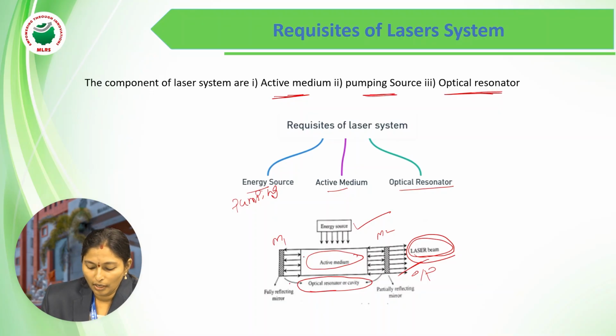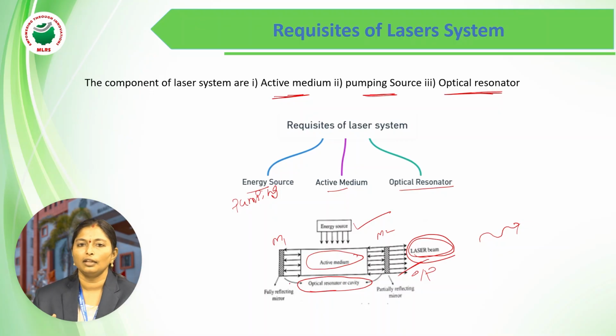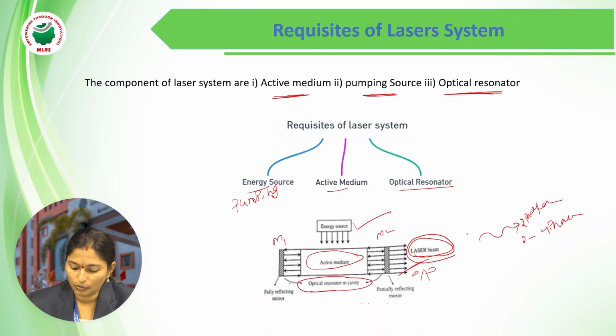So what is going to happen here? The atoms are moving to and fro, so what is going to happen? We are getting maybe multiple photons. For one atom, we are getting 2 photons. For 2 atoms, we are getting 4 photons. That means they are going to be multiplied with these mirrors.